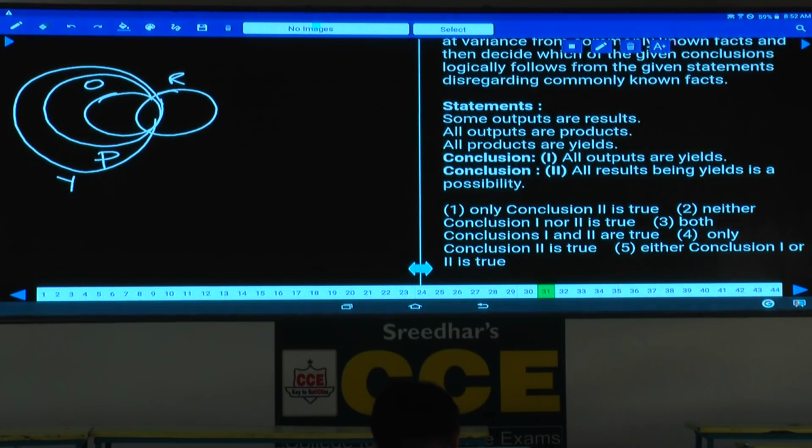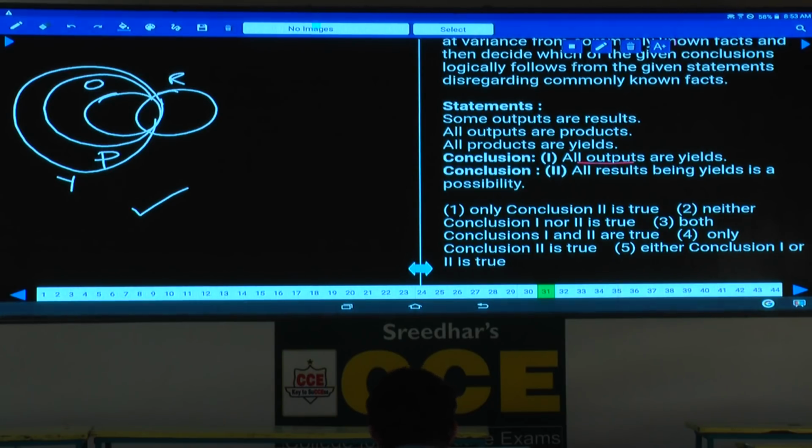Now this is a basic diagram, and if you observe here, all the statements are affirmative statements, isn't it? As all the statements are affirmative, a negative conclusion cannot be drawn. Then what is the first conclusion here? All outputs are yields, definitely true. And the next one is a possibility: all results are yields. Possible or not?